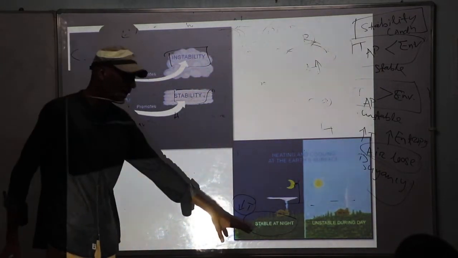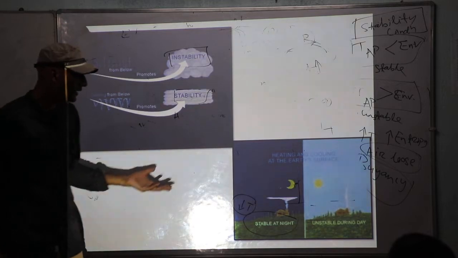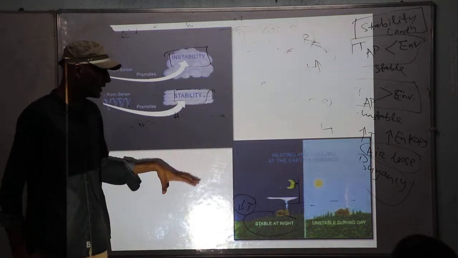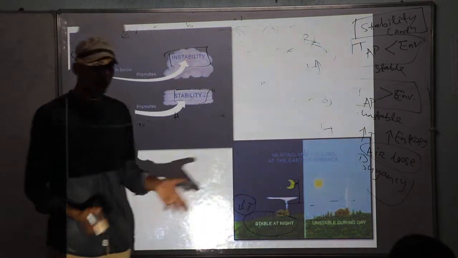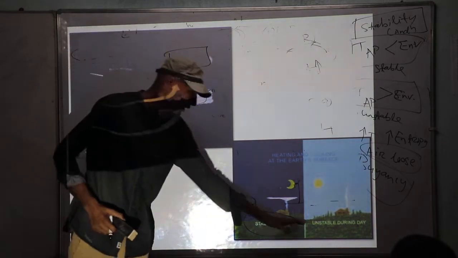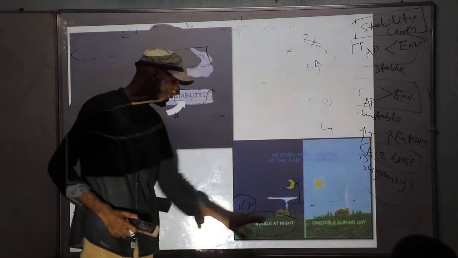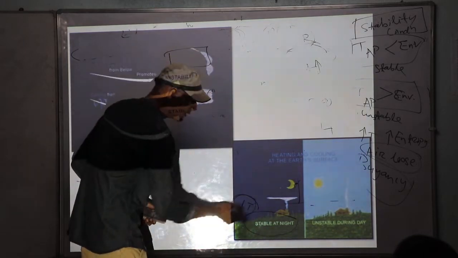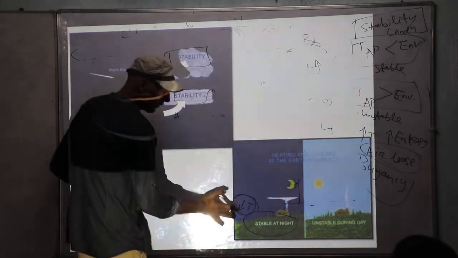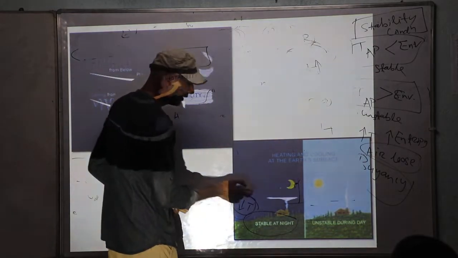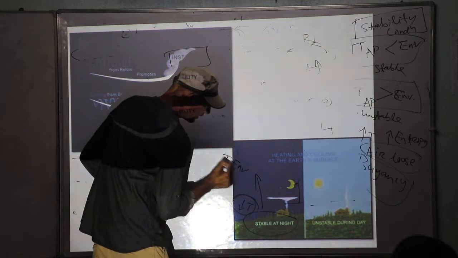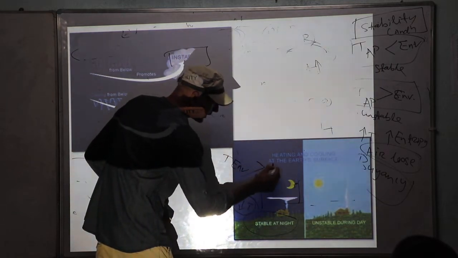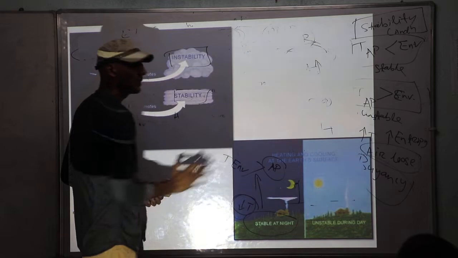At night what happens, the earth will radiate the solar energy that it has received during the morning. At night time it is going to radiate that long wave radiation, so the surface will become colder. When the surface is colder, the air parcel is colder. If the air parcel is colder than the environment, the environment will have higher temperature than the air parcel. So that is the condition of stability.